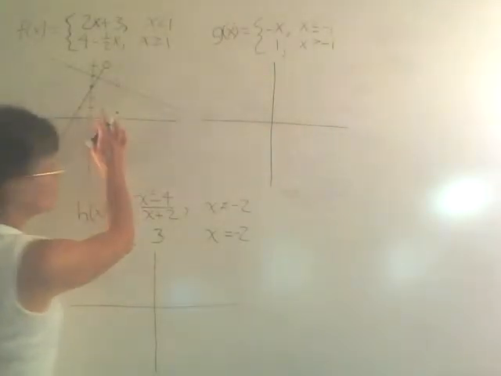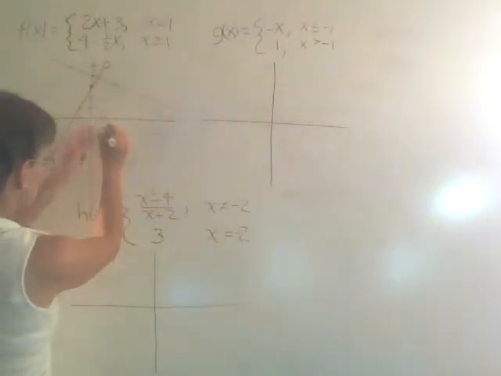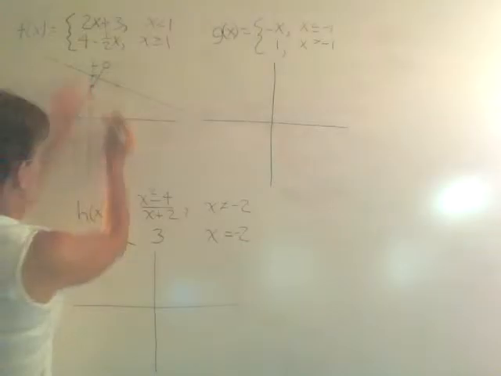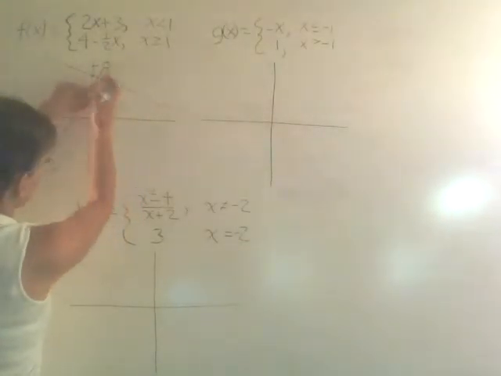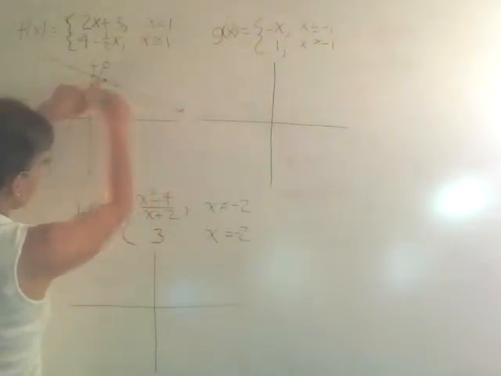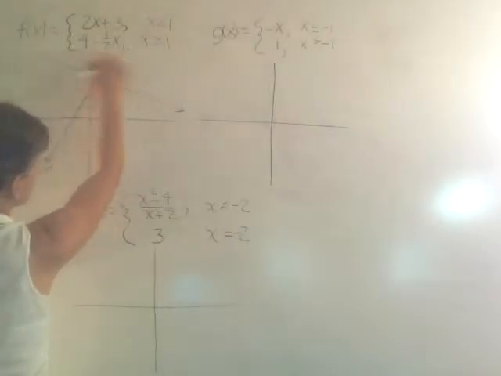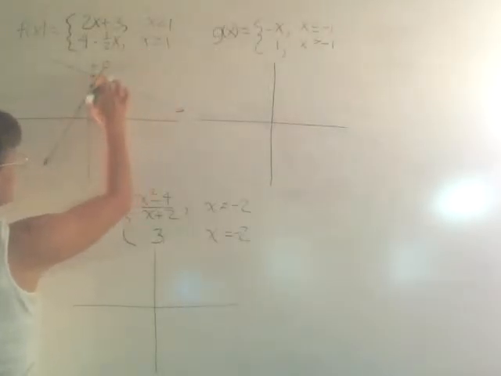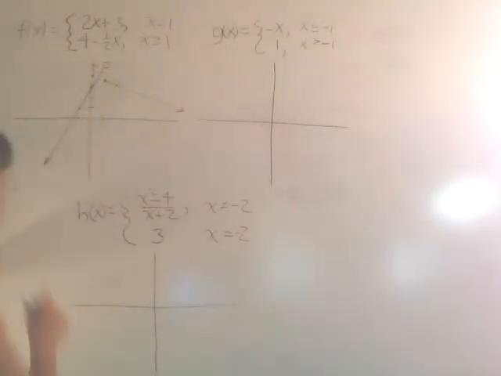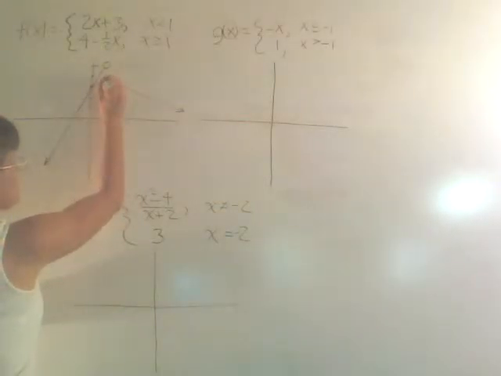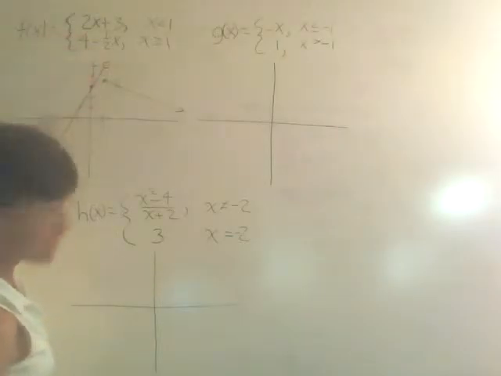This line is only good when x is greater than or equal to 1. Here's x equal to 1 right here. From x equals 1 on, I have this line. But when x is less than 1, I don't have this line. This line does not exist when x is less than 1. So I'm going to erase all of the line to the left. So this is what my piecewise graph looks like. There's a gap right here.